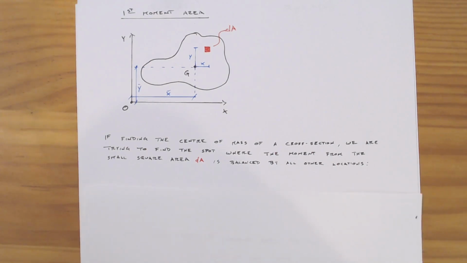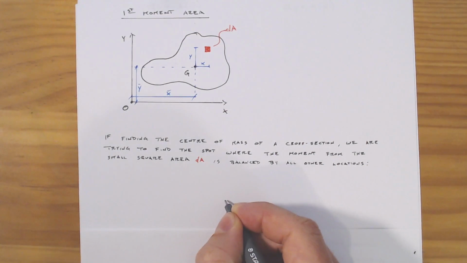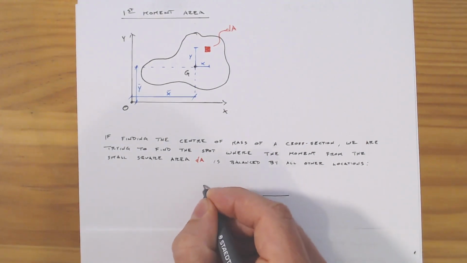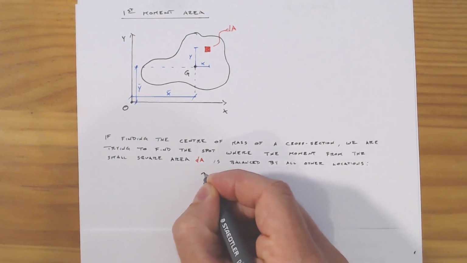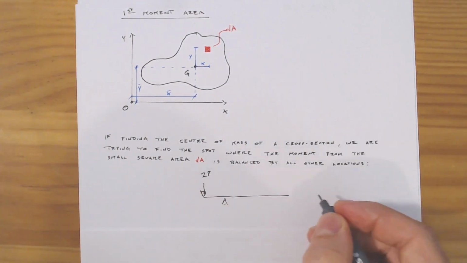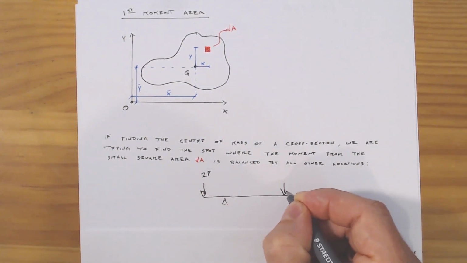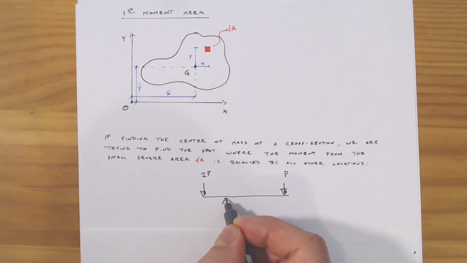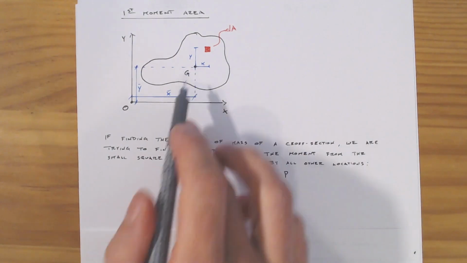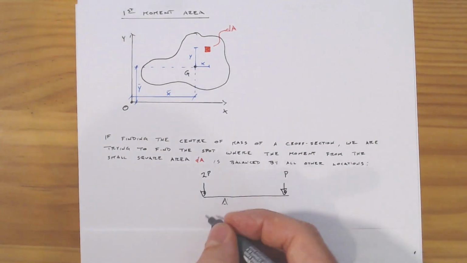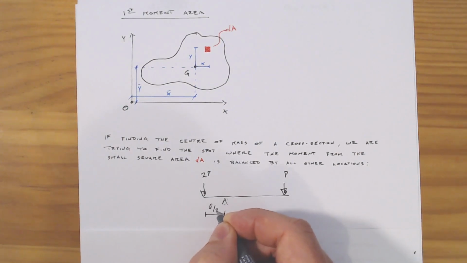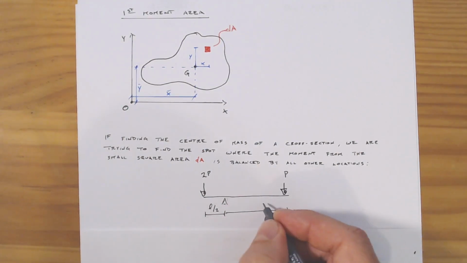from all other locations. And so you can think of this as analogous to a seesaw. Say you have a seesaw here, and we'll say it's got some load 2p here and some load p there. Well, the distance of the fulcrum, which would be analogous to our center of mass, has to be located such that everything's in balance and we're not going to move around.